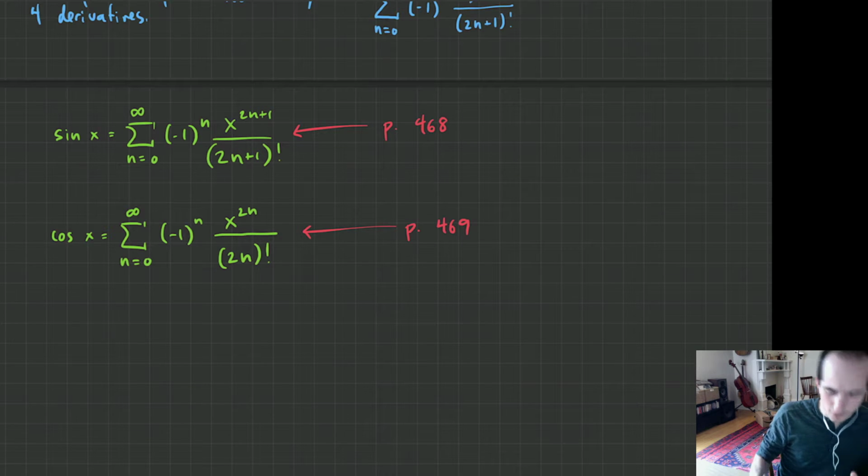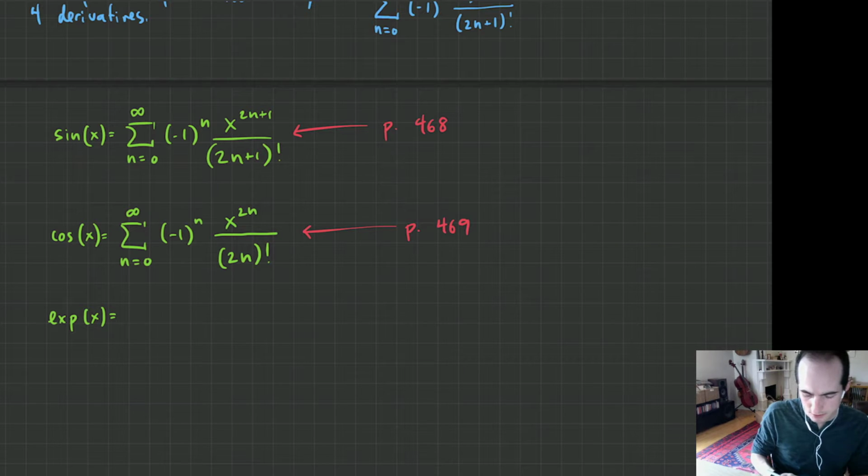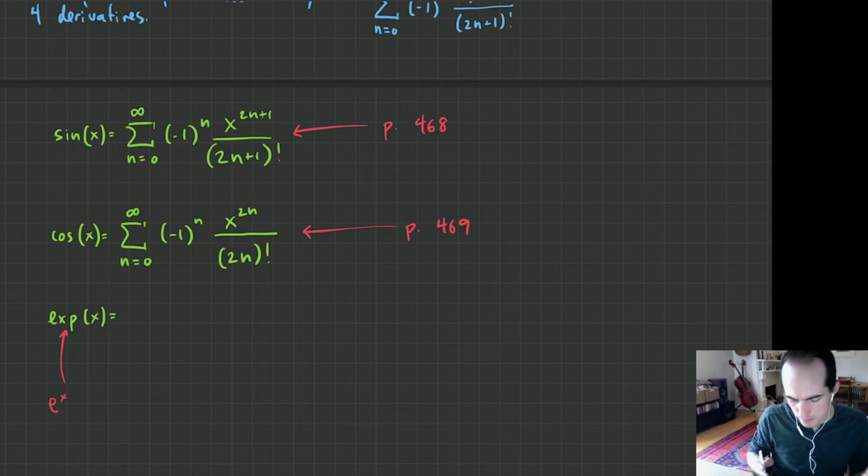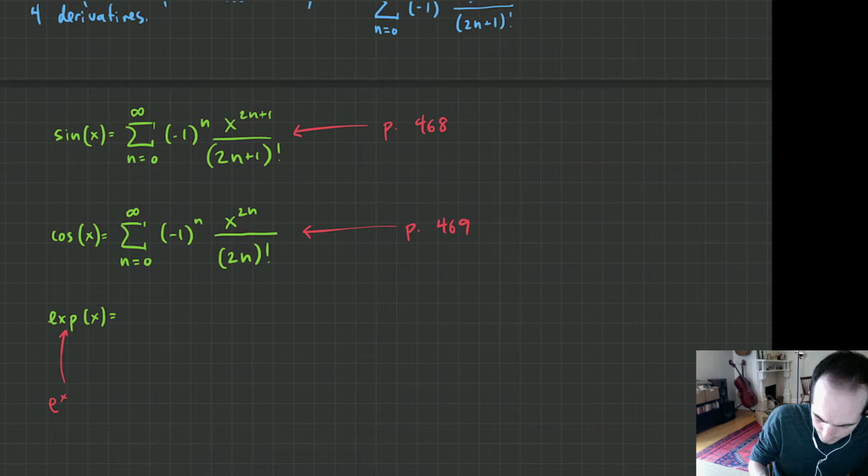All right, page 468. And then let's take a look at e to the x. Usually I call it e to the x, but for this exercise I prefer the functional notation, so I'm going to call this exp of x, because I want to be very clear that these are all functions. If you've never seen this before, this means e to the x. Just for this exercise, I'm going to be calling it exp of x.